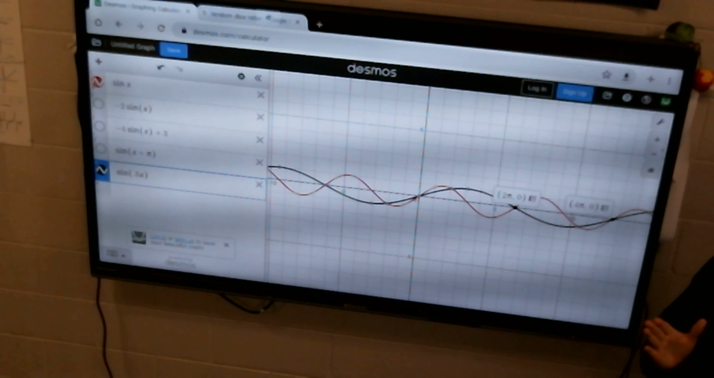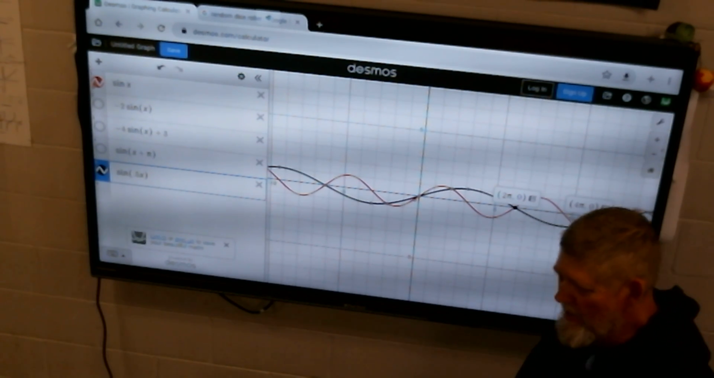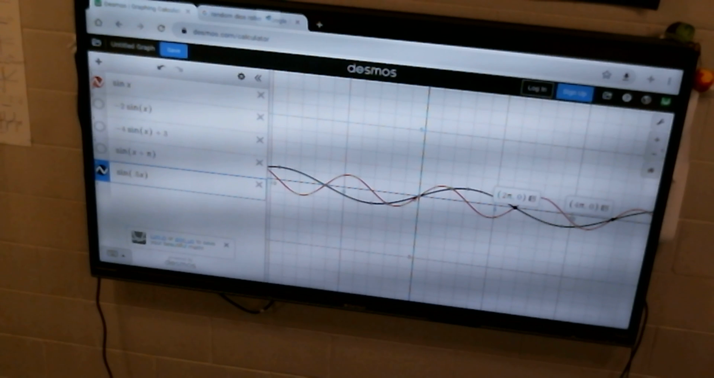We'll work on changing that shift, not tomorrow, the next day, changing that horizontal shift. You good? Alright, so we've done 3 of the 4. The last one is the most difficult. We'll talk about it then.